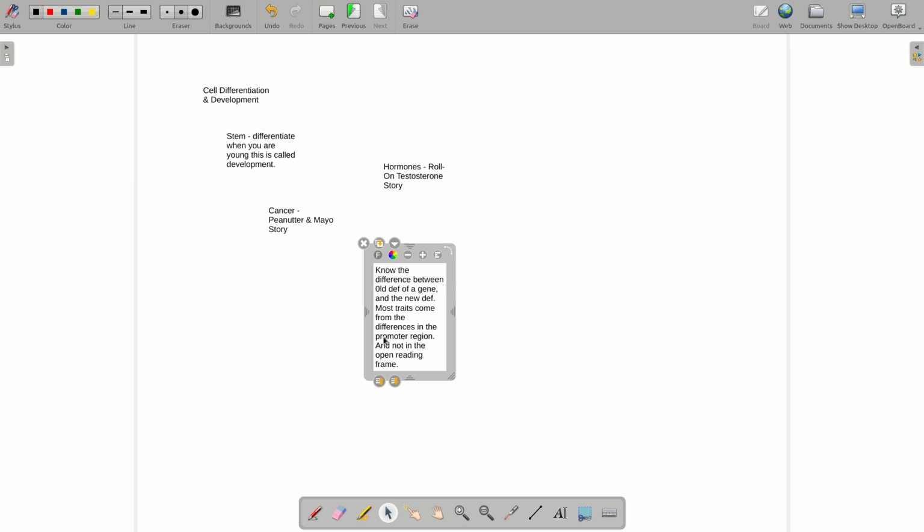So we pretty much need to redefine a gene. A gene is no longer what we thought it was, because a gene is said to be something that leads to different traits. And of course, the majority of traits don't come from what we originally defined a gene as. So make sure you understand that idea.